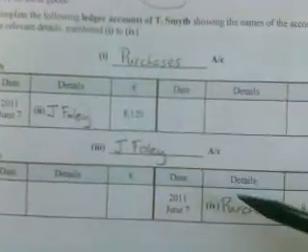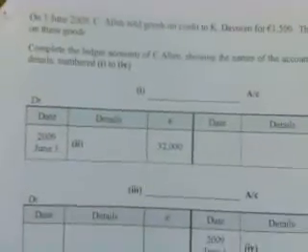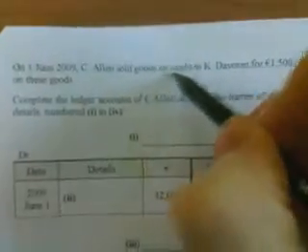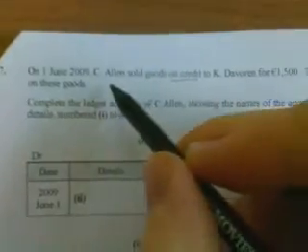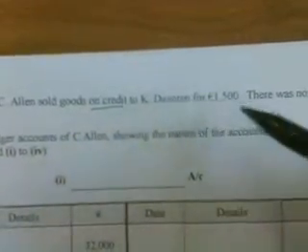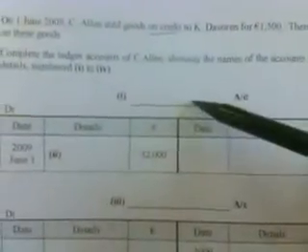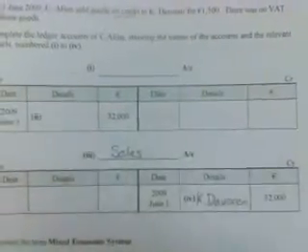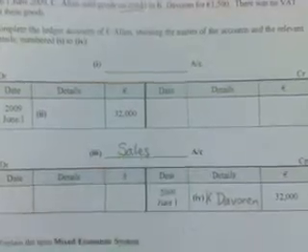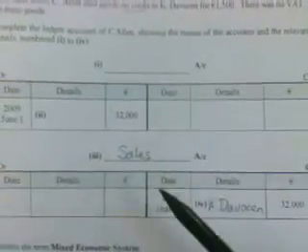This question came up in 2009, and again the key thing to note is credit, and this time it's sold goods on credit. So K. Allen sold goods on credit to K. Davern for €1,500, and there was no VAT. So the question then again is to name the account, describe the transaction, name the account, and describe again. Now you'll notice I filled in the second of the two accounts here first. I just think it makes a little bit more sense that way.